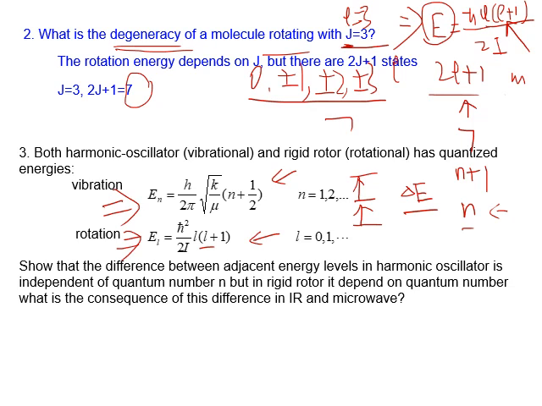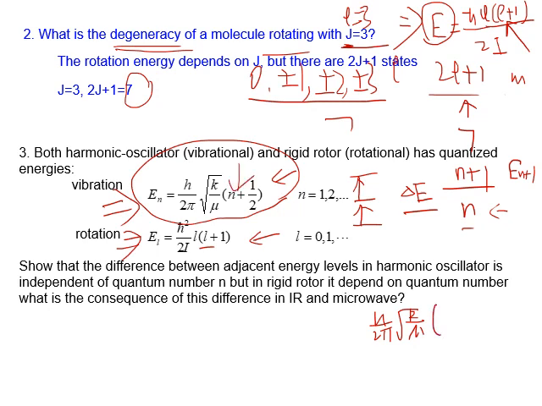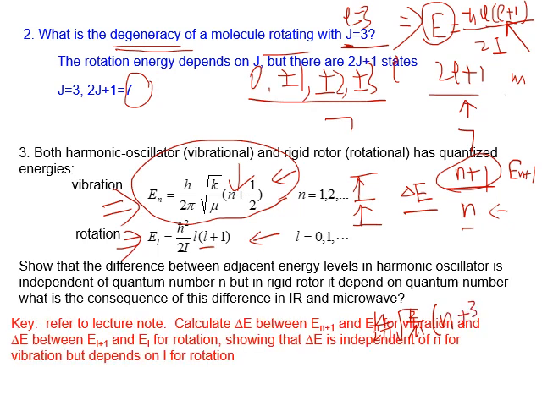So let's calculate for n plus 1, the energy E(n+1), using this equation, and you have h divided by 2 pi times square root of k over mu, and now the n should equal n plus 1. So n plus 1 plus half, that's 3 over 2. Okay, so for En, you copy this equation.